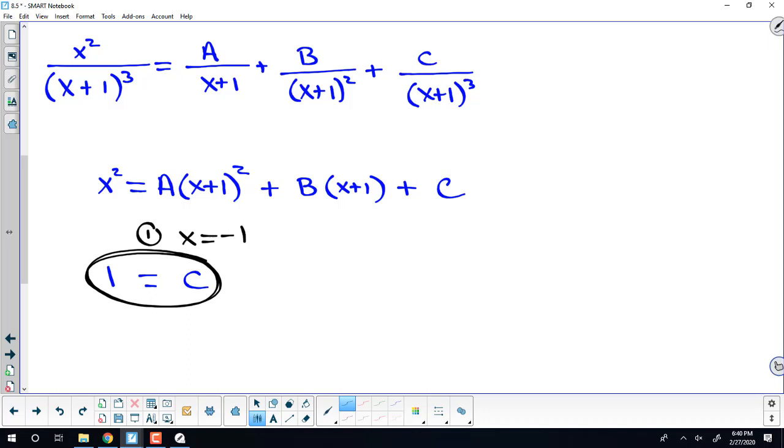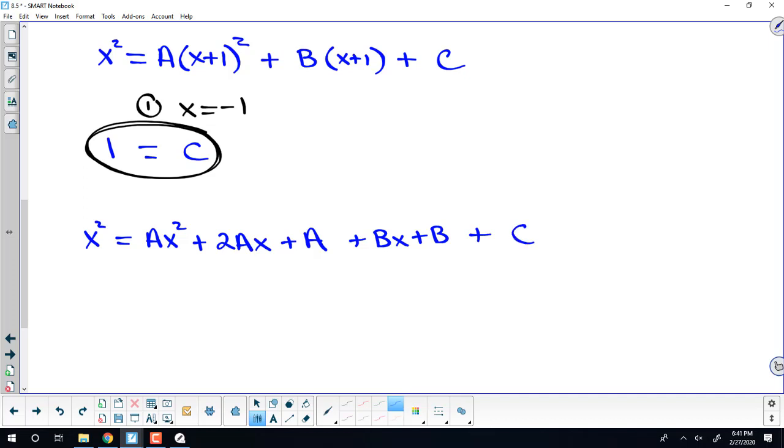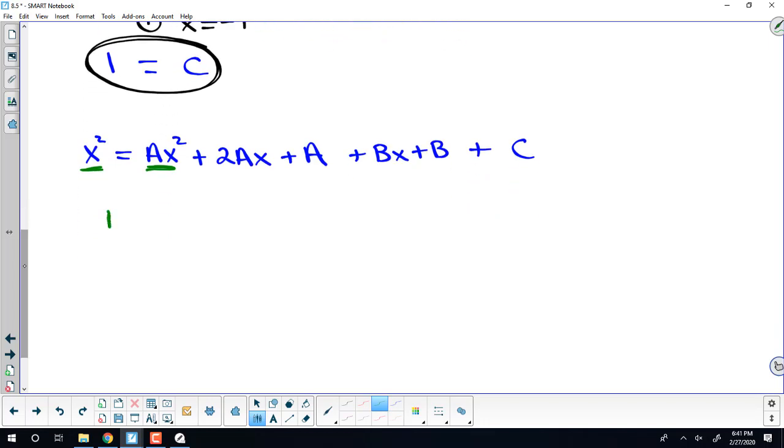But the rest of it, unfortunately, we've got to take the long approach now. So we've got to multiply all this stuff out and then equate powers of x. So we have our x squared, we have our ax squared plus 2ax plus a plus bx plus b. I'll just leave the c as it is for now. We could, in theory, plug in 1 for that c because we know it's 1. Equating our x squared, we have an ax squared. That's it, right? Sorry, x squared equals ax squared, which means a is equal to 1.